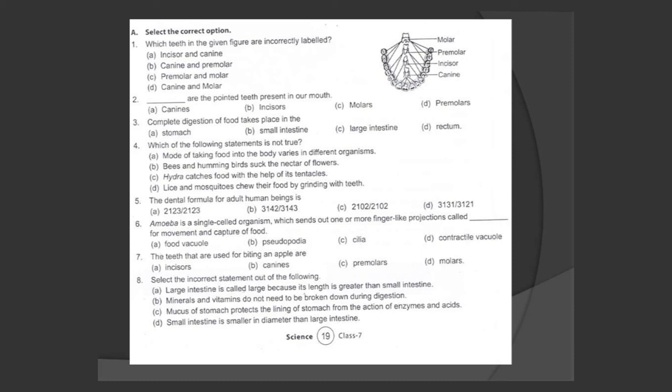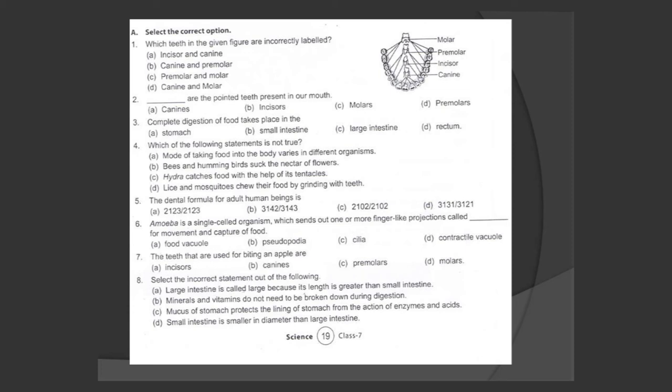Okay? Then fourth one, correct, mark it. Fourth one, which of the following statements is not true? A. Mode of taking food into the body varies in different organisms. B. Bees and hummingbirds suck nectar of flowers. C. Hydra catches food with the help of its tentacles. D. Lice and mosquitoes chew their food by grinding with the teeth. It is not true, that is the false statement.